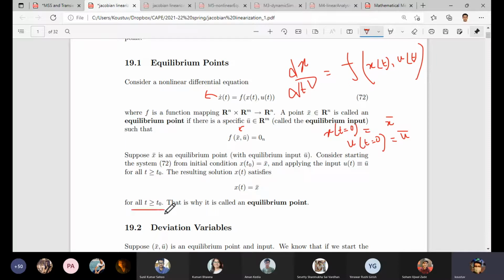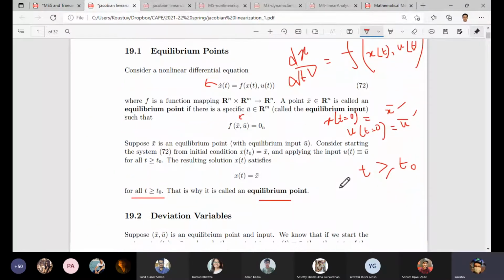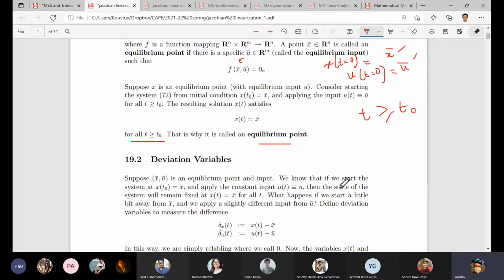So for all values of t greater than or equal to t0, starting from the initial point, the resulting solutions will just satisfy those x bar and u bar, and it will remain staying there because the derivative is 0. That is why it is also called an equilibrium point. Sometimes you will find this term, steady state point or equilibrium point.